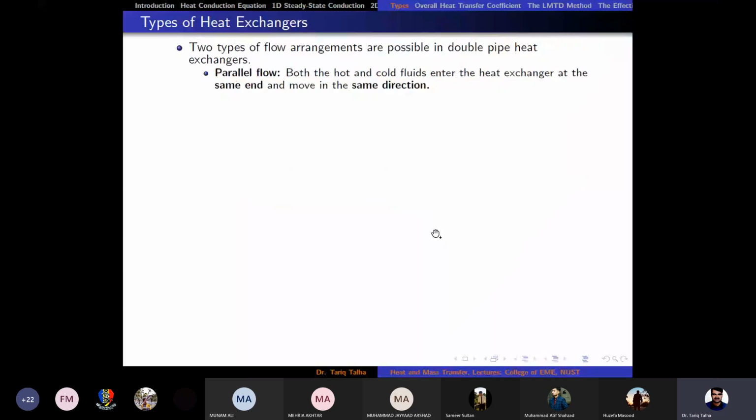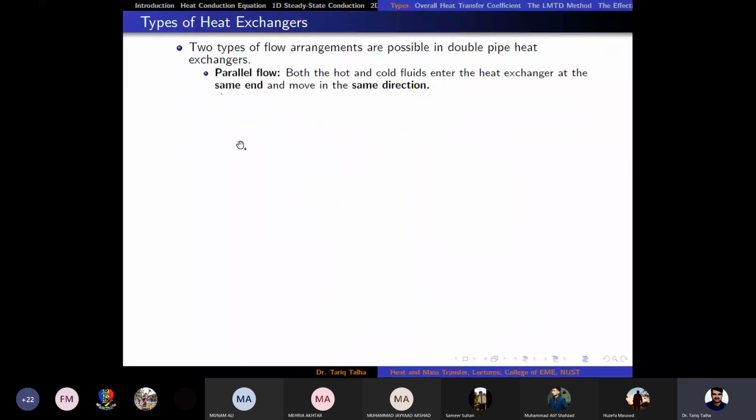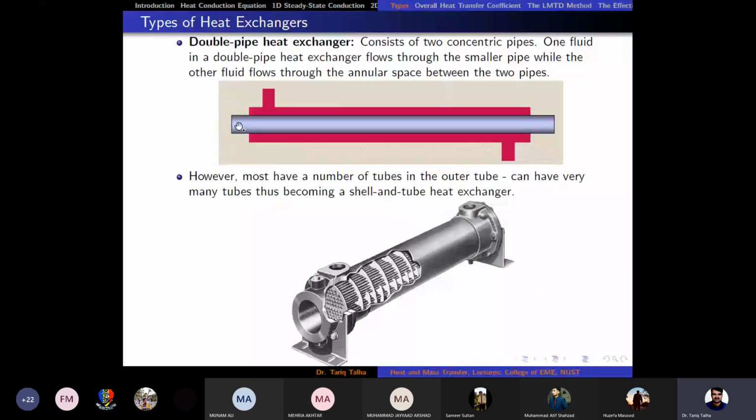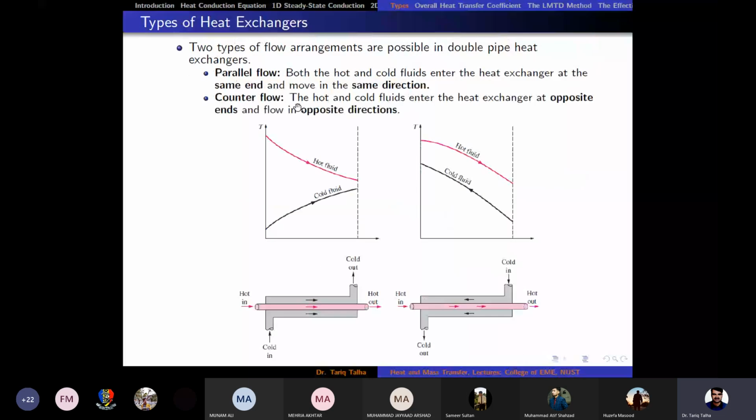So the figure on the left hand side shows us the parallel flow arrangement. The second flow arrangement is that the cold fluid is entering from the left hand side and the hot fluid is entering from the right hand side. Now we have got the second arrangement, and we call it counter flow arrangement. So counter flow is like this.